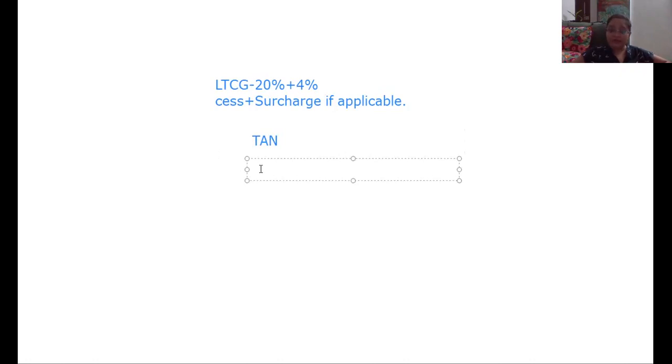Suppose the buyer is making the payment in the month of May. He has to apply for TAN before deducting the TDS. So he will apply for TAN first, then deduct the TDS, and then deposit that TDS to the government on or before the 7th of the following month. Means if the buyer makes the payment today, that is May 28th, 2020, then he has already obtained the TAN before making the payment, and now he will deduct the TDS today.